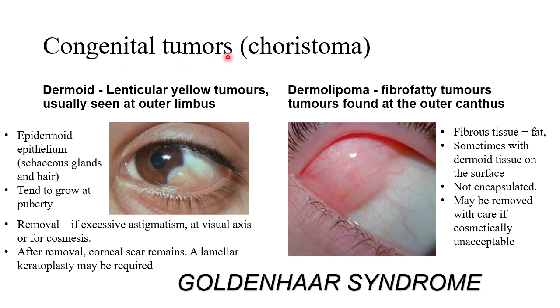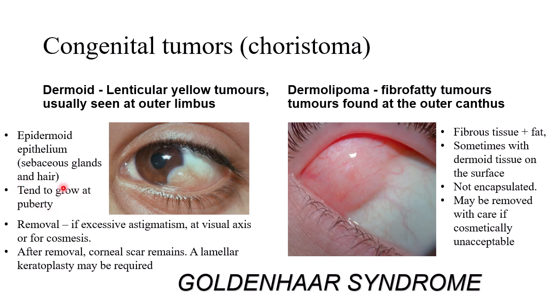Okay. Now, congenital tumors are also known as choristoma. I hope you know the difference between a choristoma and a hamartoma. So this one, the one on the right, is the dermoid. Okay. Dermoids are lenticular yellow tumors usually seen at the outer limbus. Now see, it looks like a lentil, and it has a typical stuck-on appearance at the limbus. What does it consist of? Epidermoid epithelium. Epidermoid epithelium means skin-like epithelium. That is sebaceous glands and hair, which are not a component of the normal conjunctiva.